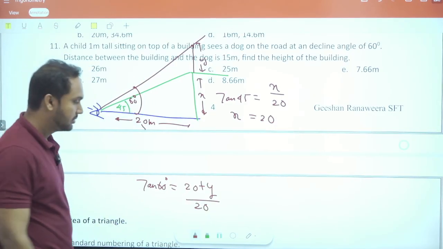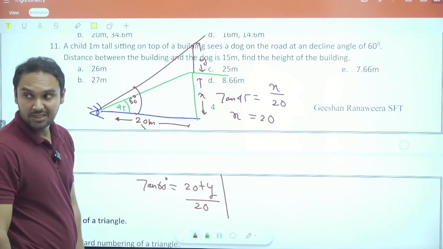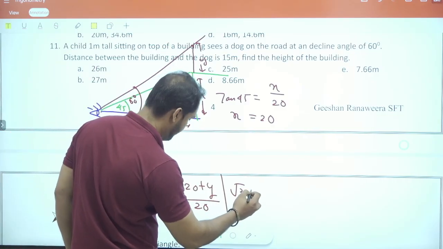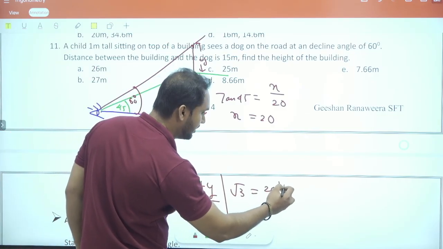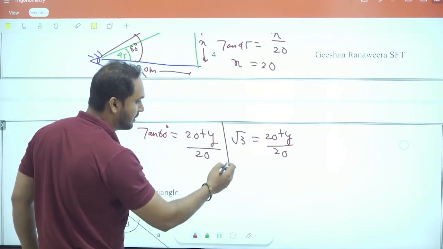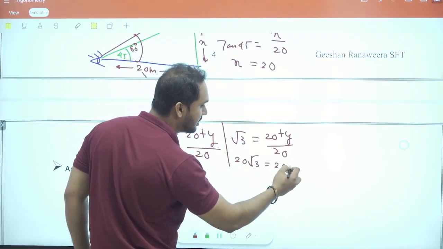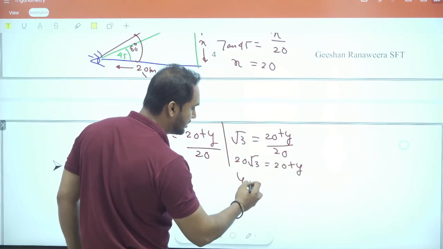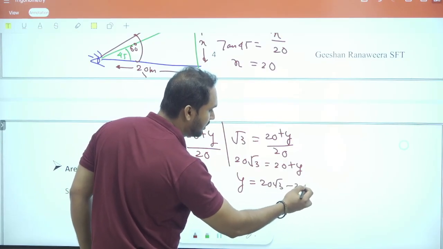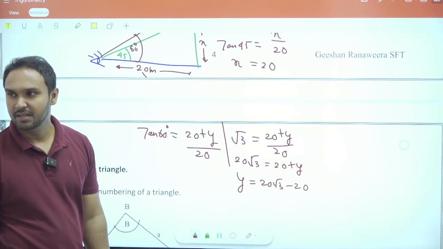So tan 60 is how much? That will be root 3. Root 3 equals 20 plus y over 20. So you cross multiply it, what do you get? 20 root 3 equals 20 plus y. Now y equals 20 root 3 minus 20. So you simplify this one. Root 3 is 1.7 approximately.